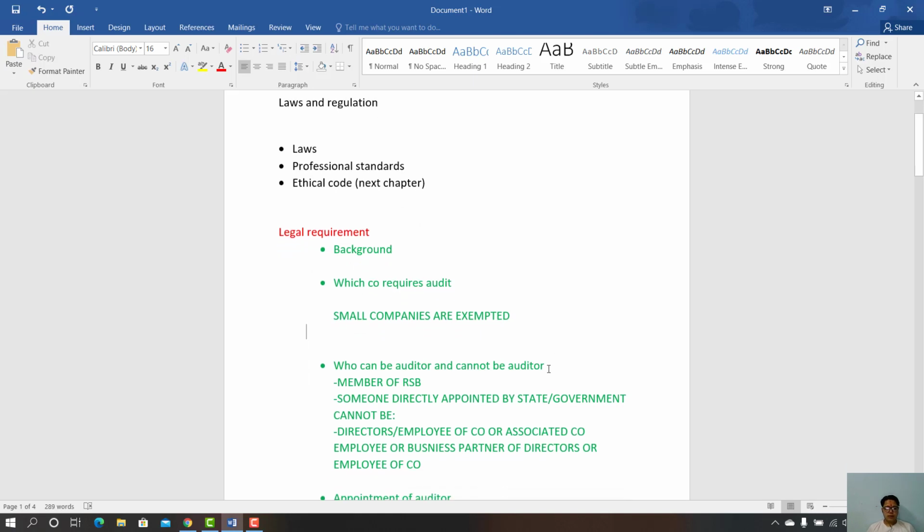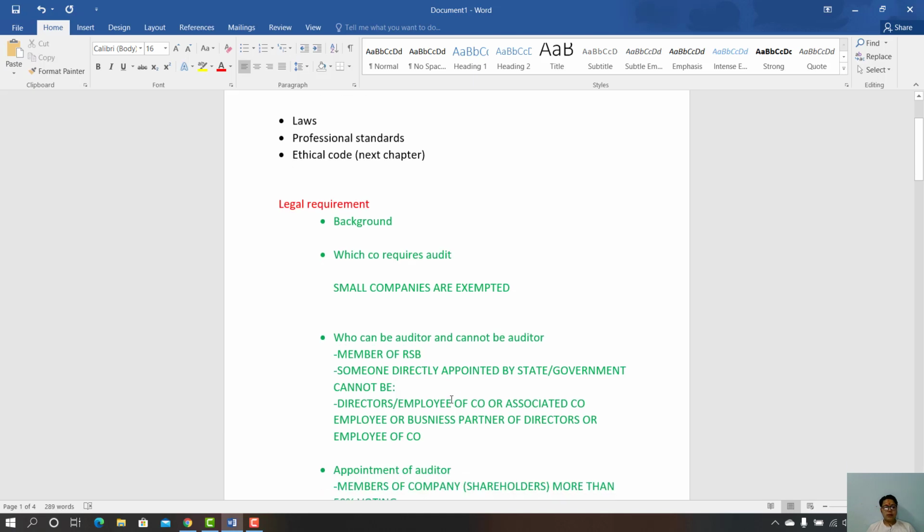Who can be an auditor and who cannot be an auditor? It is easy to see who can act as an auditor. There are two. One is someone directly appointed by the state or the government, and another is a member of a recognized supervisory body who is allowed to audit. For this they have to pass professional exams, and they should have a certificate.